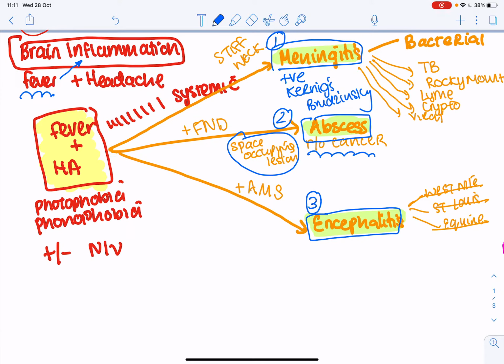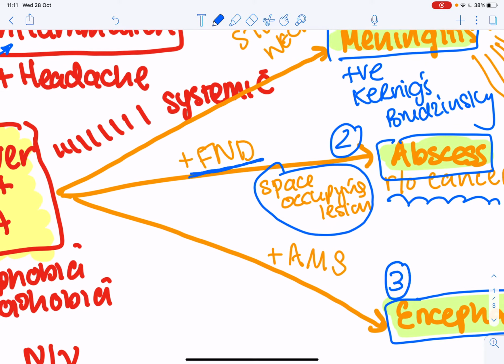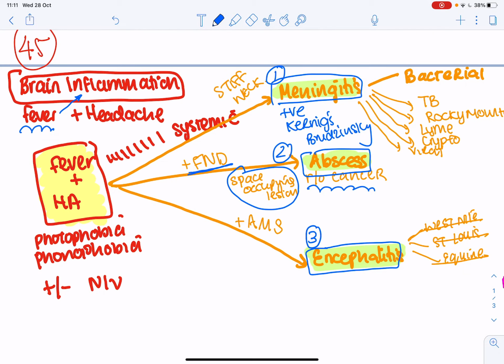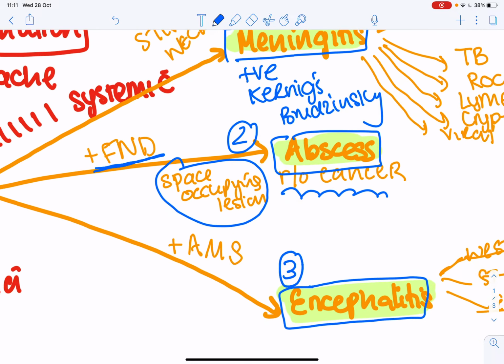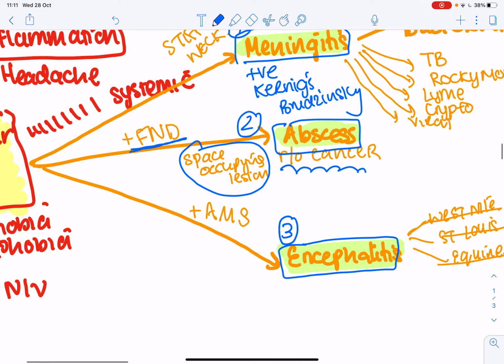Fever, headache plus focal neurological deficit, this indicates an abscess. Why? Whenever there's a focal neurological deficit, this means that there is some kind of space occupying lesion. If there's a space occupying lesion, it could be an abscess, but what else could it be? It could be cancer. So before we make the diagnosis of an abscess, we need to rule out cancer.